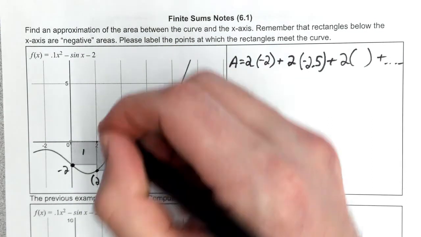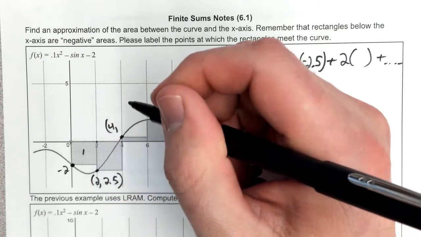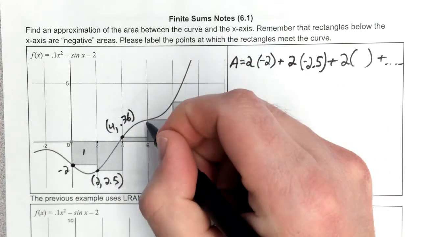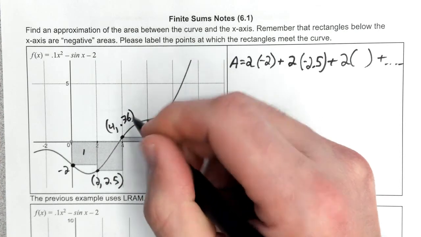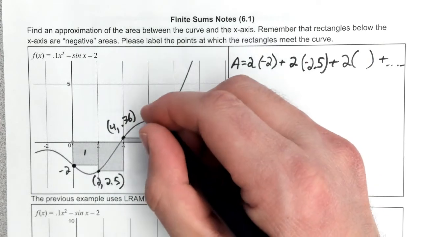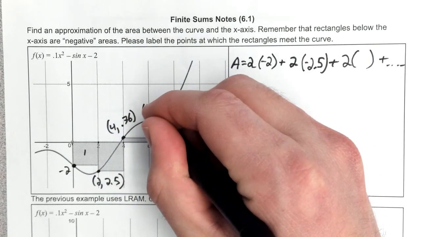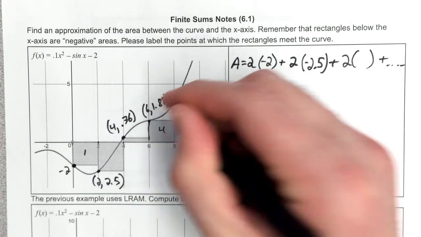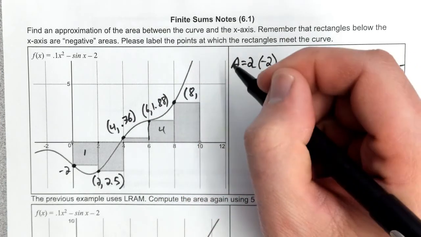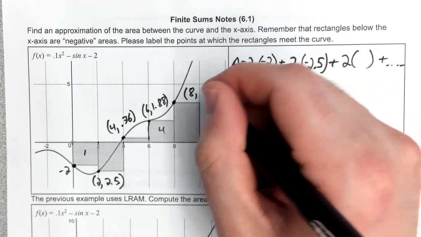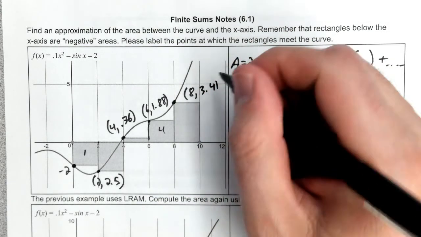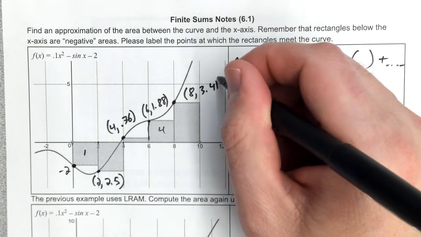At 4, the height here is 0.36. Right here, the height of this rectangle, which I guess would be the fourth rectangle, is 1.88. So this is at 6, 1.88. And then this point right here at 8, 3.41. I guess I went with 2 decimal places there on these other ones.